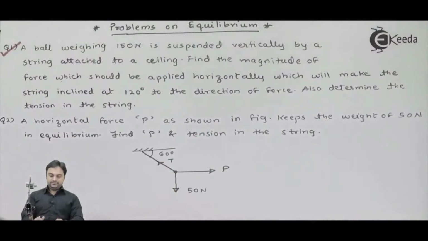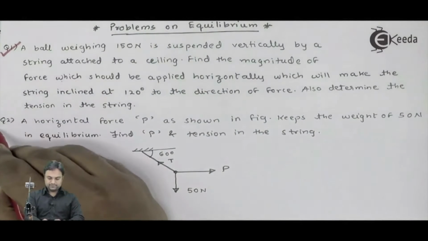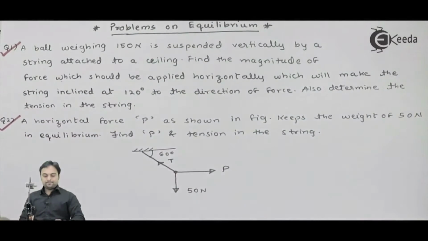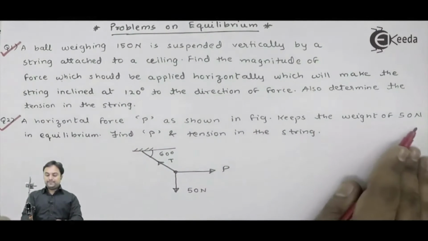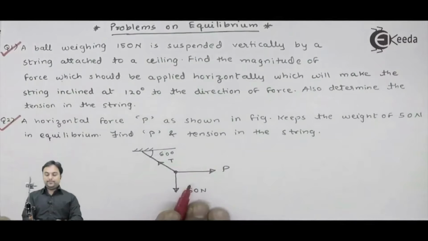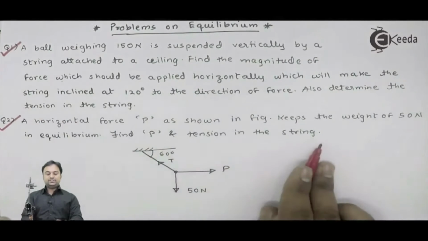Let us take the next question, question number 2. A horizontal force P, as shown in figure, keeps the weight of 15 Newton in equilibrium. Find P and tension in the string.